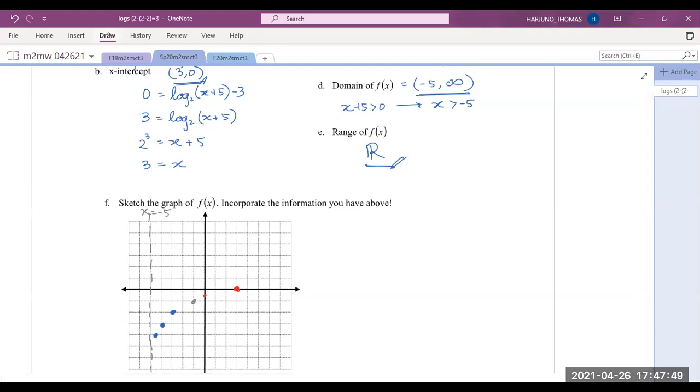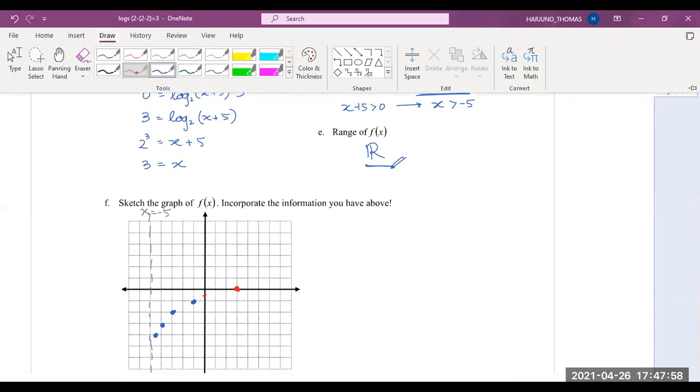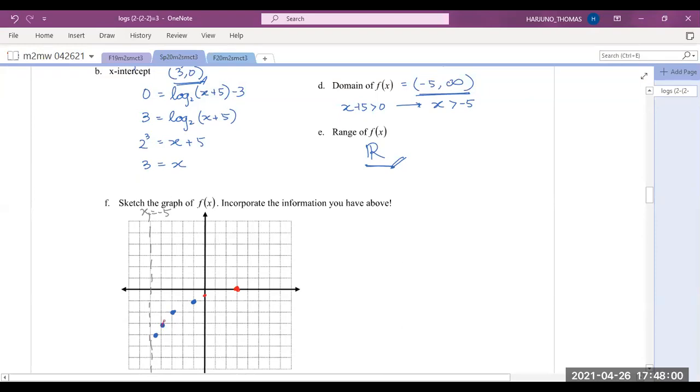So let me just add this one more coordinate, and then we are good to go. So our log base 2 of x plus 5 minus 3 has this shape and coordinates. That's the graph approximately.